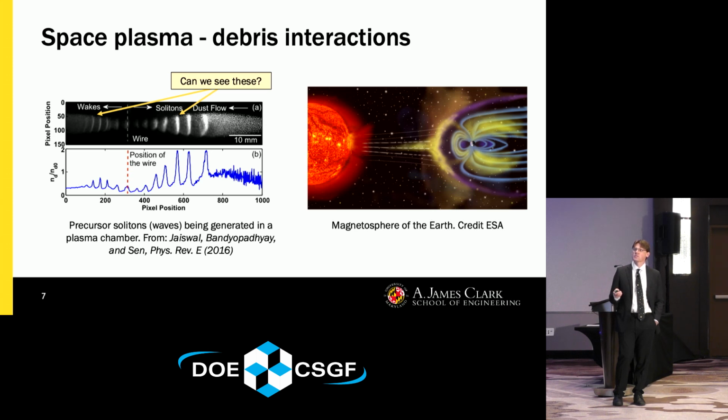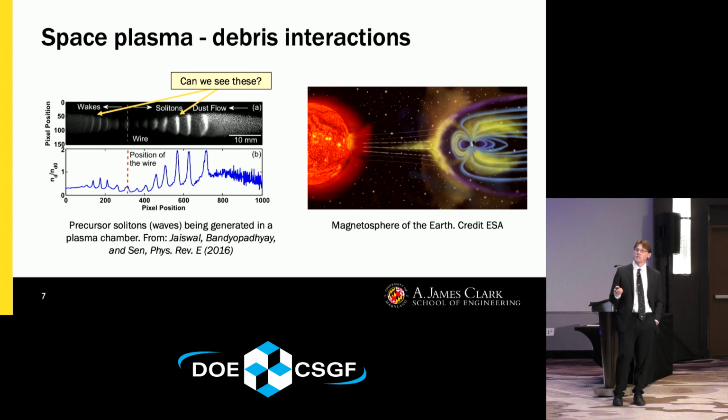So this is a laboratory experiment that was published in Physical Review a couple years ago. This dust flow is a dusty plasma flow. The dust there is a tracer particle so you can see what's happening, and it's flowing from right to left. This wire is a stand-in for a piece of debris or something that's in the flow.